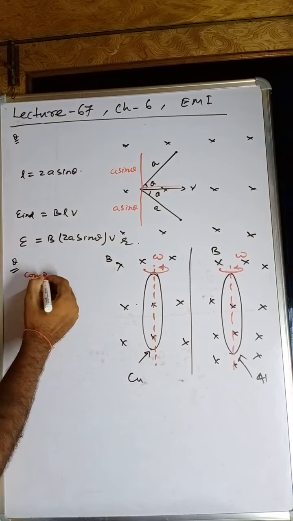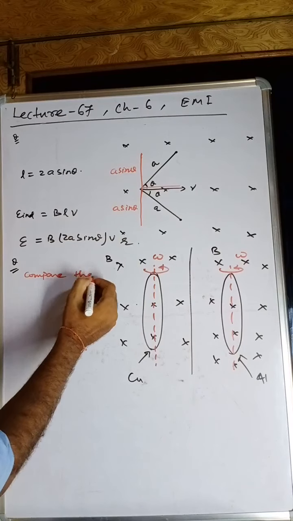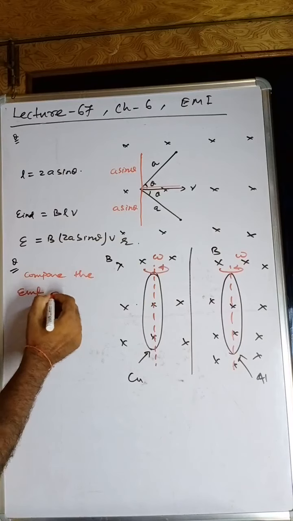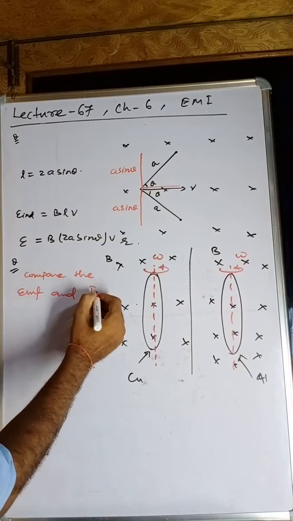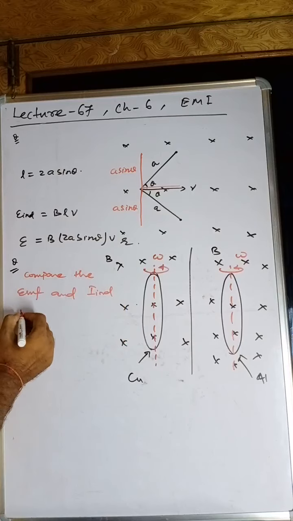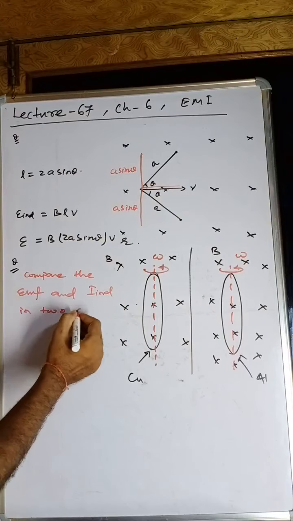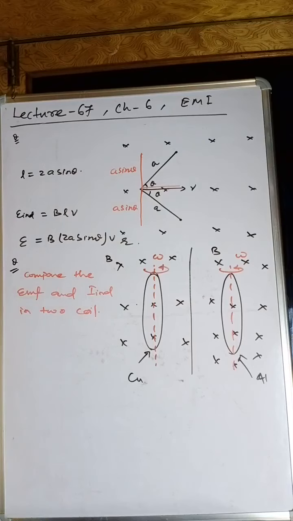Compare the EMF and current induced in the two coils. The number of turns is 1 for both coils. How will you solve this type of question? Let me solve this type of question.